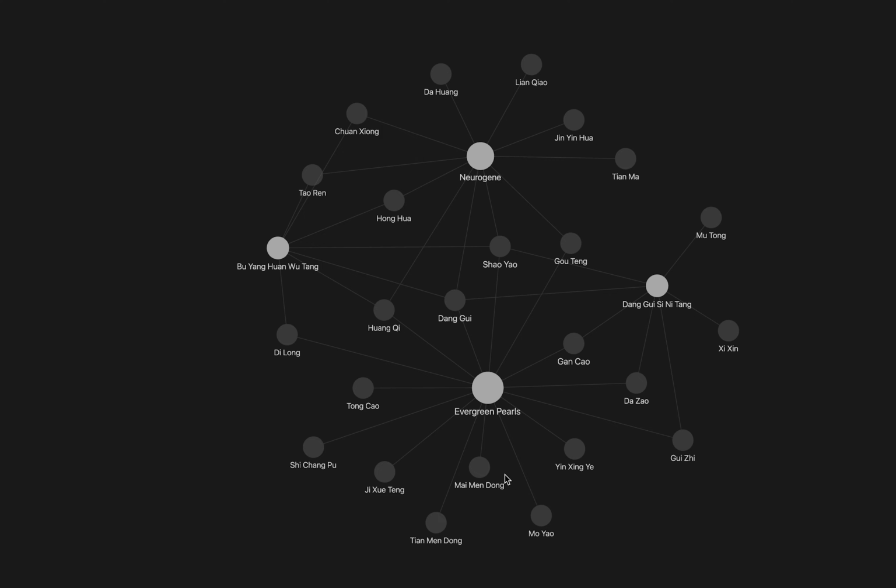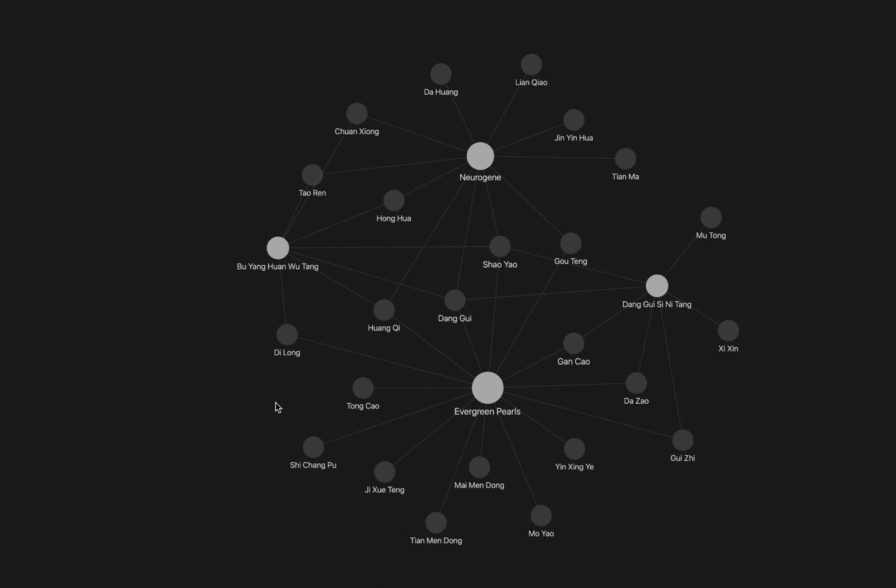And then we have these Maimendong, Tianmendong, these basically yin tonic type herbs that are meant to help curb the inflammation. And we also have, of course, the Zhishui Tang and Moyao and Yin Xingye. These are meant to get the blood moving, and the Shichangpu is there for neuroregeneration. The Tong Sao is there to help eliminate a little bit of dampness. There may be some other factors with Tong Sao. I'd have to look into that one.